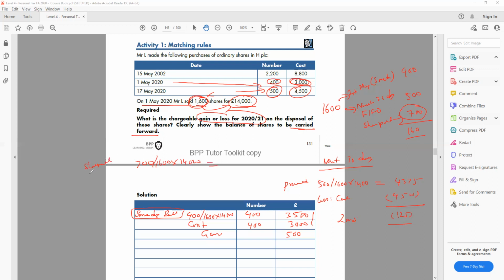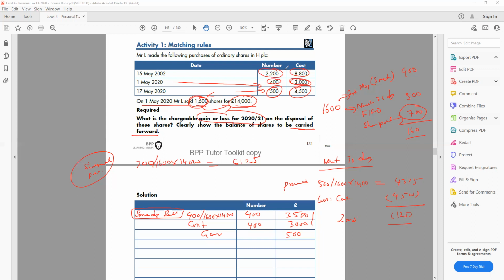Share pool, that is 6,125. And the cost. Now I have to calculate the cost. The other two we have a cost, but this one, the share pool, we don't have a cost. So you need to see how many shares we have in the share pool. But it's very easy because we have only one share on the share pool, 2,200, and the cost is 8,800.